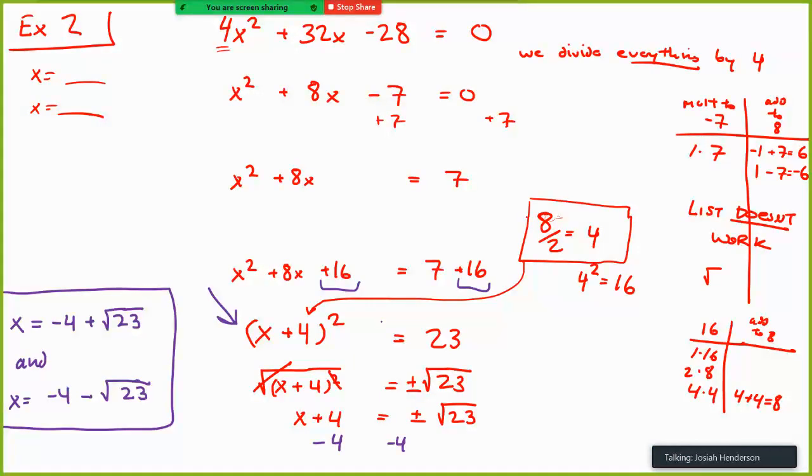And that basic concept does make sense. You can add the same thing to both sides, and that's okay. So we're not breaking any rules by doing this, but it is kind of a workaround.